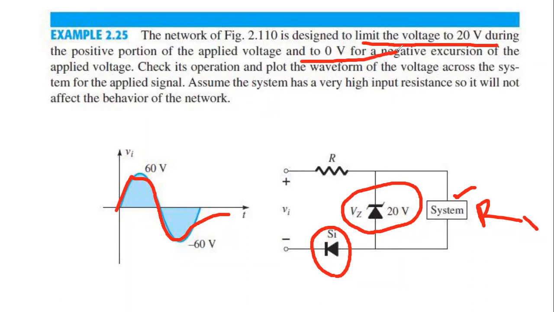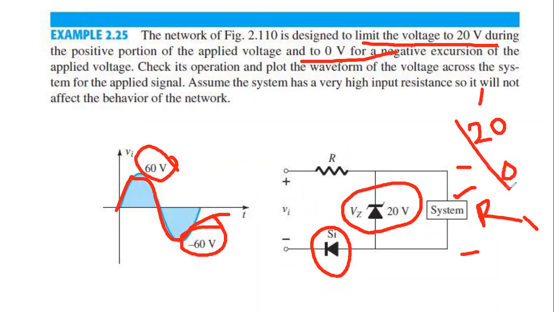20 volt in the positive portion and 0 volt in the negative portion. That means we will give input as 60 volt in both the positive and negative cycles, but in the system output, that means the output across the system, in the positive cycle the output should be 20 volt, and in the negative cycle it should be 0 volt. So that is our limitation. That is what we were told, and now how is it possible?